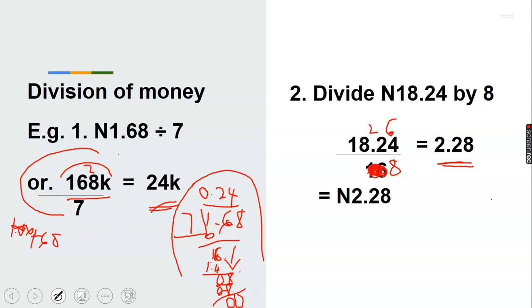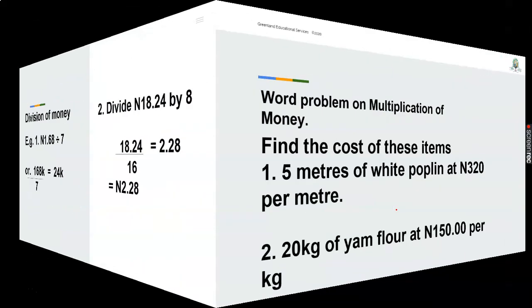So from what you can see, 18.24, which is 18 naira 24 kobo, divided by 8 will give us 2 naira 28 kobo, and that's written down here. So that's division. You just divide whatever money you have by the number you are given.